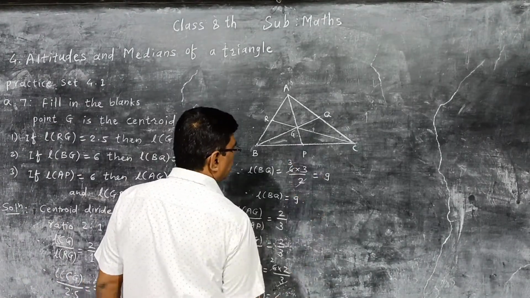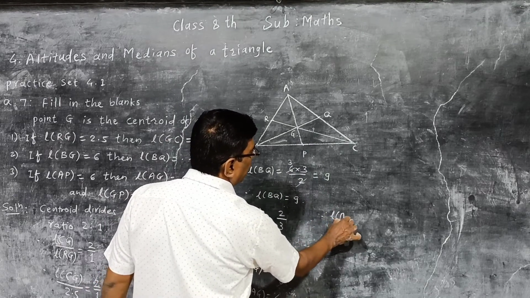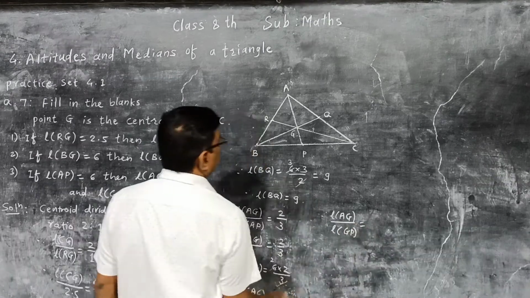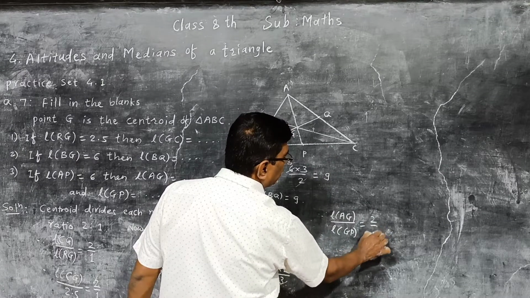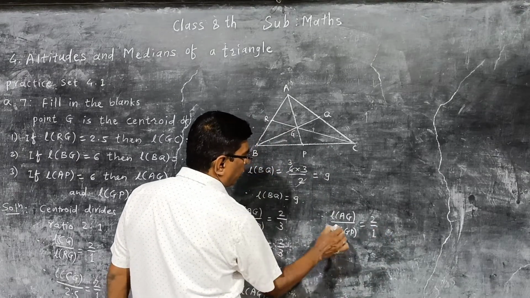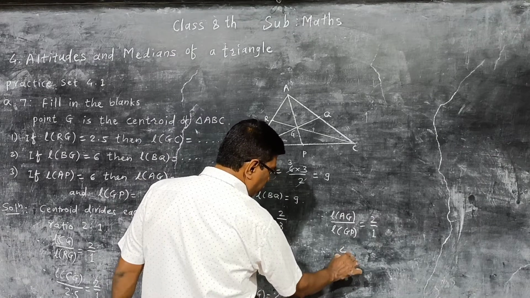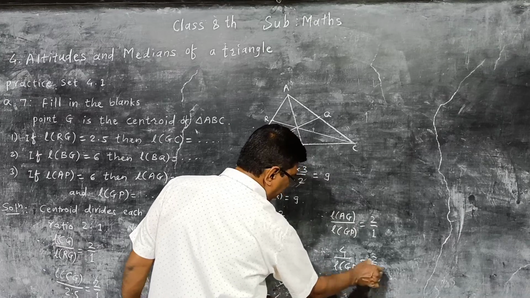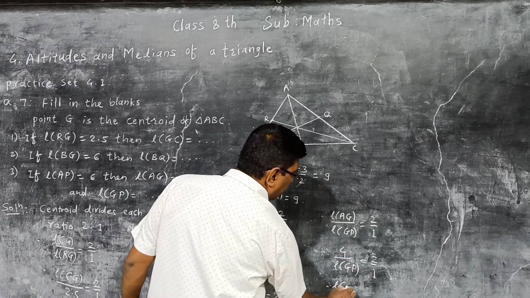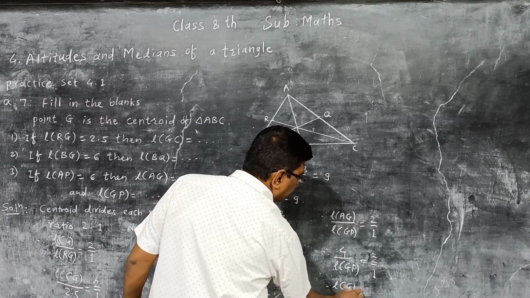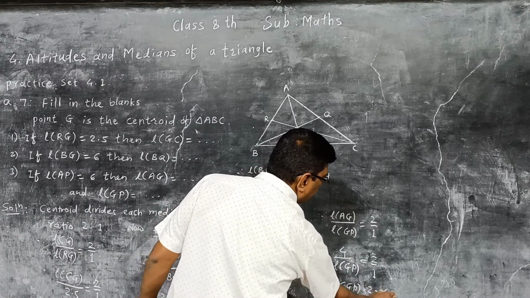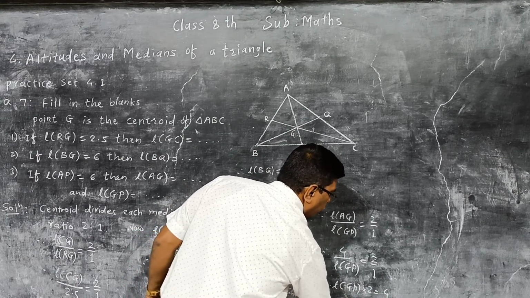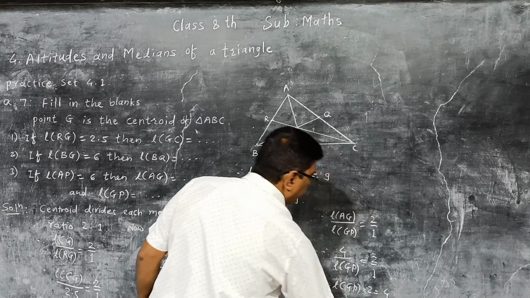And now GP. Now length AG to length GP: AG is 2 parts and GP is 1 part. So 2 is to 1. Now therefore AG is equal to 4 upon GP is equal to 2 upon 1. Now by cross multiplication, length GP into 2 is equal to 4 into 1, 4. Now length GP is equal to 4 upon 2, that is 2 2s are 4, means 2.